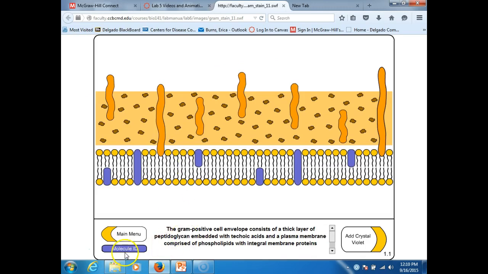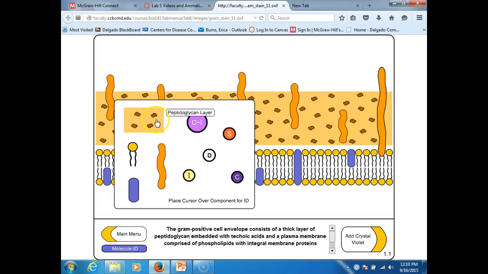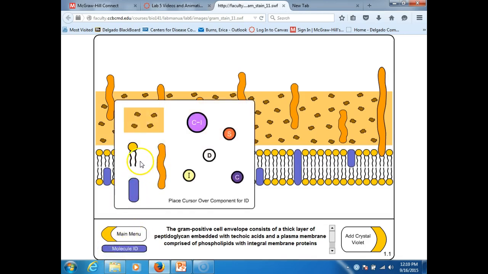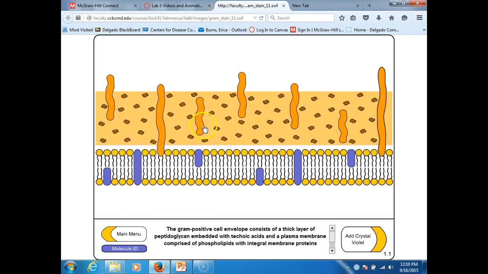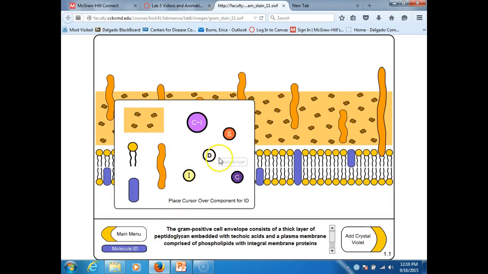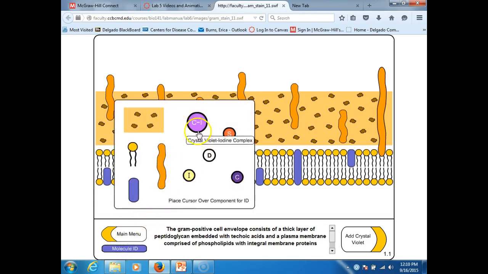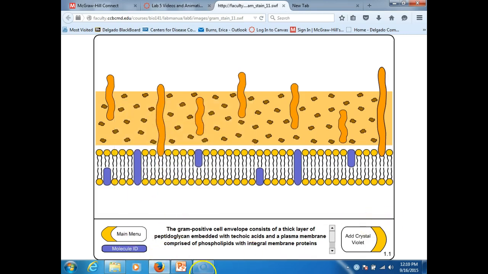So as you can see here, this layer is meant to represent the peptidoglycan layer in the animation. This is meant to represent the teichoic acids. No idea why. There's our phospholipids, proteins embedded in the membrane, and then the different dyes and dye complexes that we'll use, right? So C is for crystal violet, D is for the decolorizer, I for iodine, S for safranin, and then CI for when we form that crystal violet iodine complex. And they even have it written out here, right? But I'm going to pretty much say what it says here.